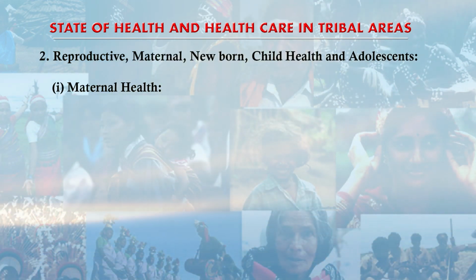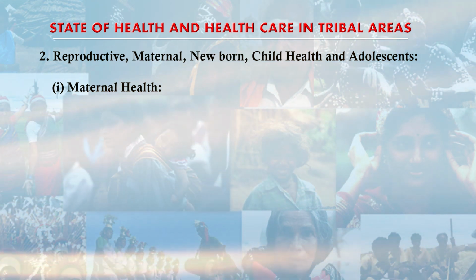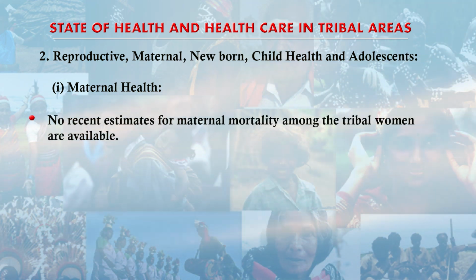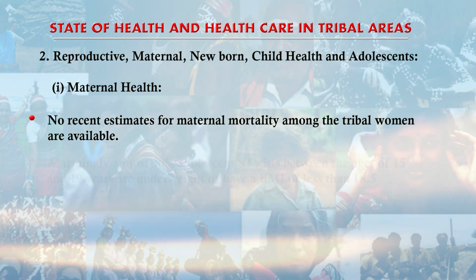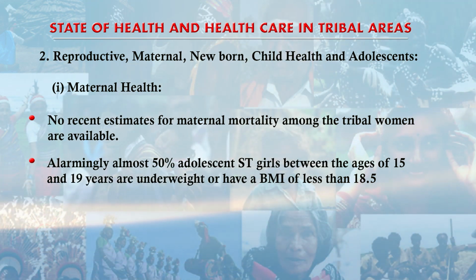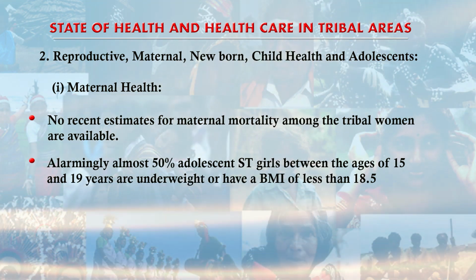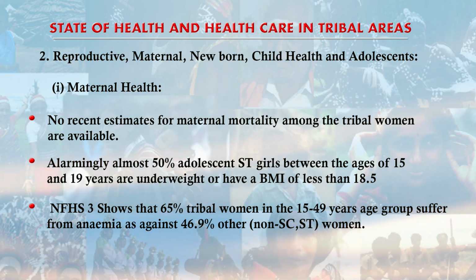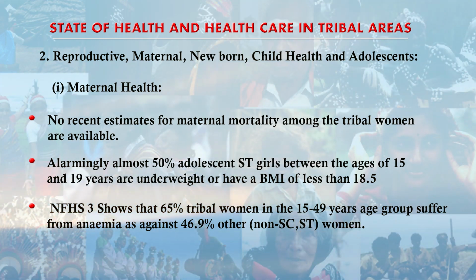Second health indicator is reproductive, maternal, newborn, child health and adolescence. On maternal health, no recent estimates for maternal mortality among tribal women are available. Alarmingly, almost 50% of adolescent scheduled tribe girls between the ages of 15 and 19 years are underweight or have a BMI of less than 18.5. NFHS shows that 65% of tribal women in the 15 to 49 years age group suffer from anemia as against 46.9% of non-SC/ST women. 27% of tribal women still deliver at home. The coverage of postnatal care still remains poor.